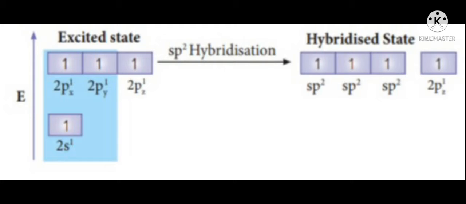Here, one 2s orbital and two 2p orbitals, namely the 2px and 2py orbitals, undergo hybridization and form 3 equivalent sp2 hybridized orbitals. Each carbon atom forms 3 sp2 hybridized orbitals. Each sp2 hybridized orbital contains 1 electron. They lie in the xy plane at an angle of 120 degrees to each other. The unhybridized 2pz orbital lies perpendicular to the xy plane. That is, the 2pz orbital is not involved in hybridization.